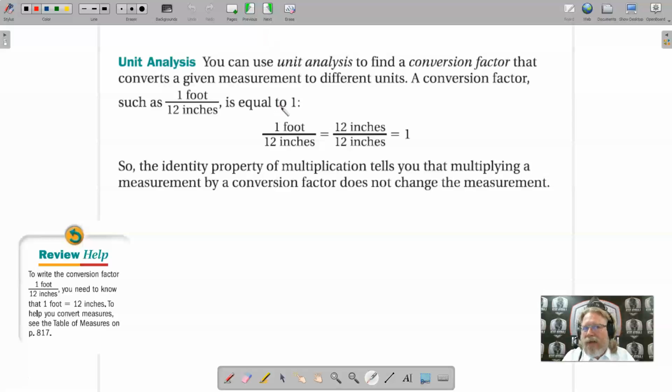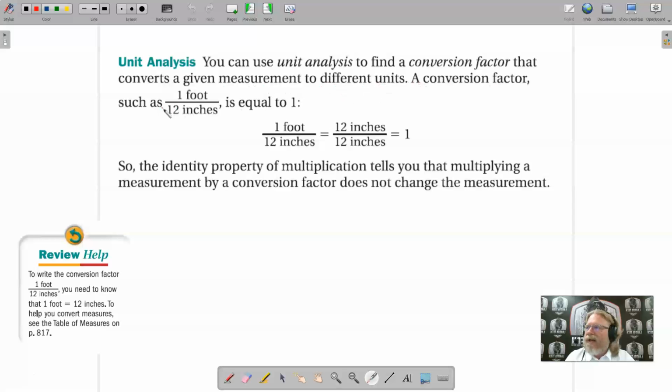All right, the next thing we're going to look at, yes, there's a lot in this lesson, there really is. So we've covered the commutative property of addition and multiplication. We covered the associative property of addition and multiplication. We covered the identity property of addition and multiplication. Now we're going to talk about unit analysis. You can use unit analysis to find a conversion factor that converts a given measurement to different units.